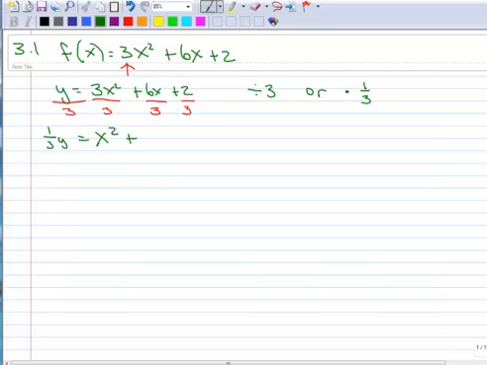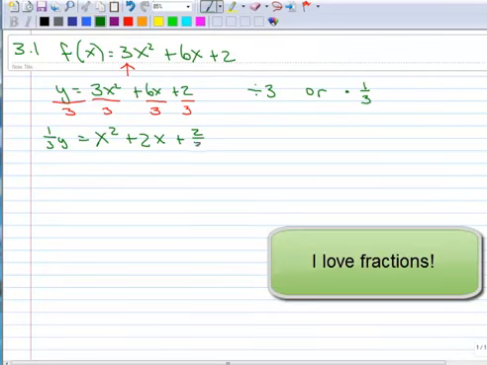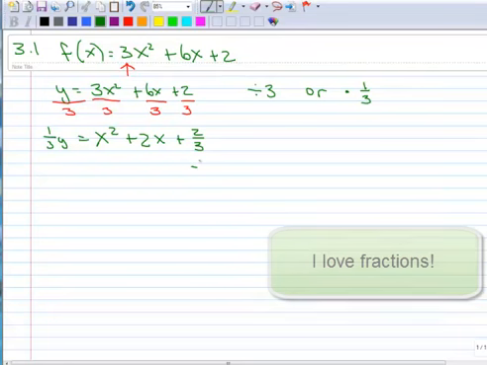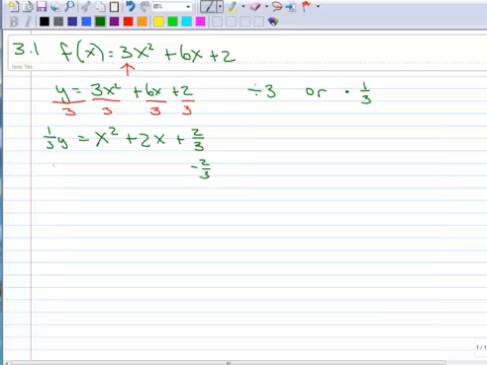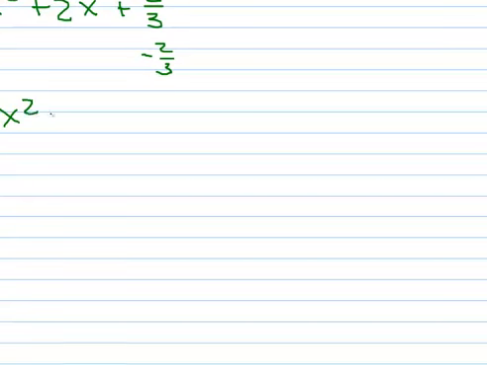The next term, 6 divided by 3 is 2, so that becomes 2x. And 2 divided by 3, we're going to resist the urge to change it to decimals, and we're going to leave it as fractions. And now the next step, we're going to subtract 2/3 from each side. So on the left-hand side, I've got 1/3 y minus 2/3. And then over on the right-hand side, I've got x squared plus 2x.